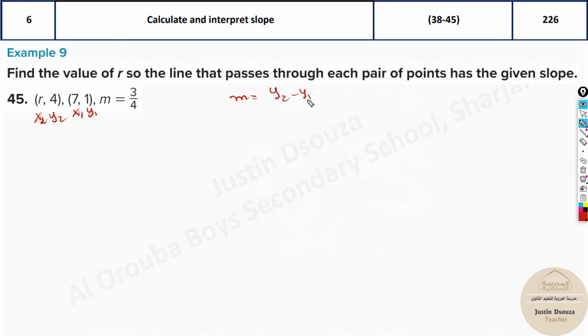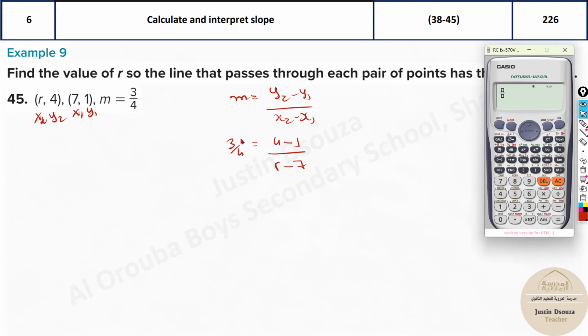It'll be y2 minus y1 by x2 minus x1. The formula doesn't change. This is 3/4. What is y2? In this case, I've taken it as 4 minus 1 divided by r minus 7. Let's use the calculator and get the answer here. All you do is substitute 3 by 4 equals 4 minus 1 alpha x minus 7. Shift and solve and you will get the answer.